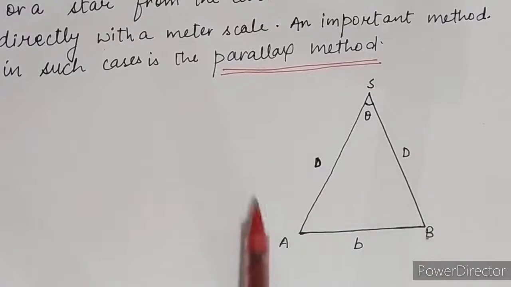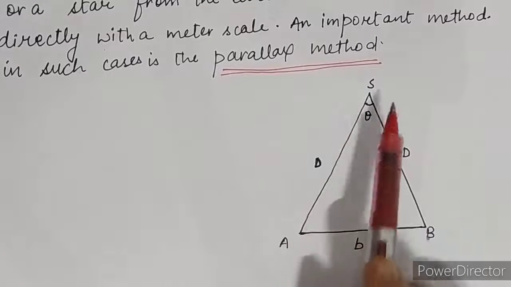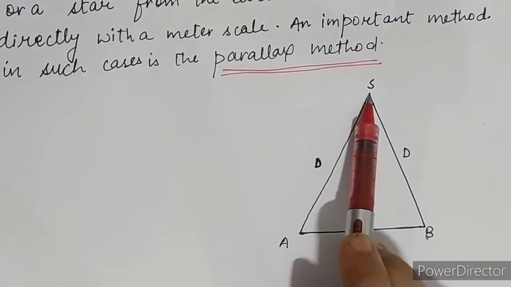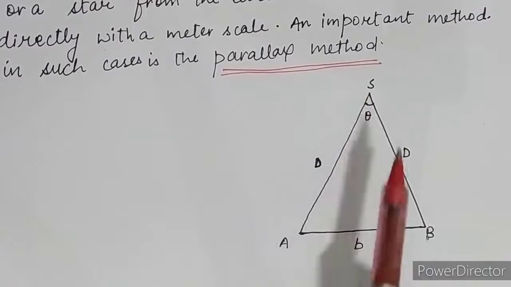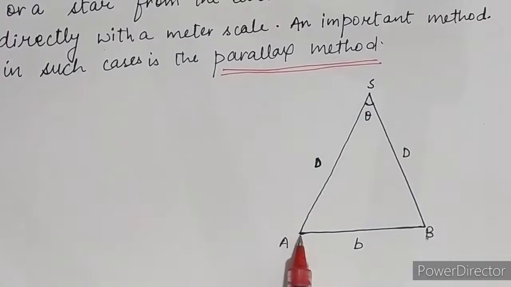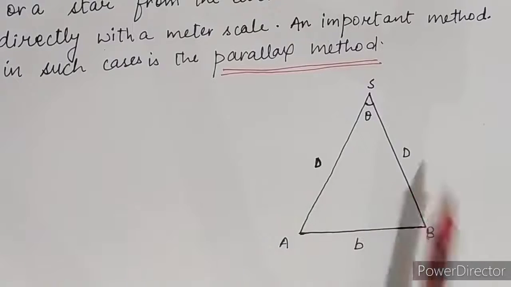Now you have to convert this example in the form of a planet or a star. Just imagine that the point S is your star, and from the earth you take a look from two different positions, A and B, and this is the distance. Okay, clear? Now the separation distance AB is your basis B.